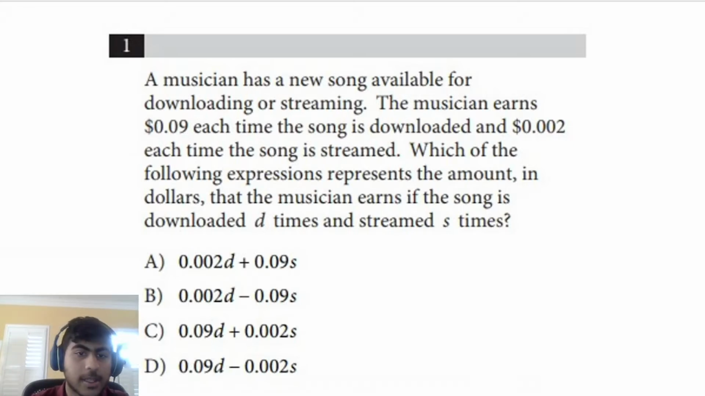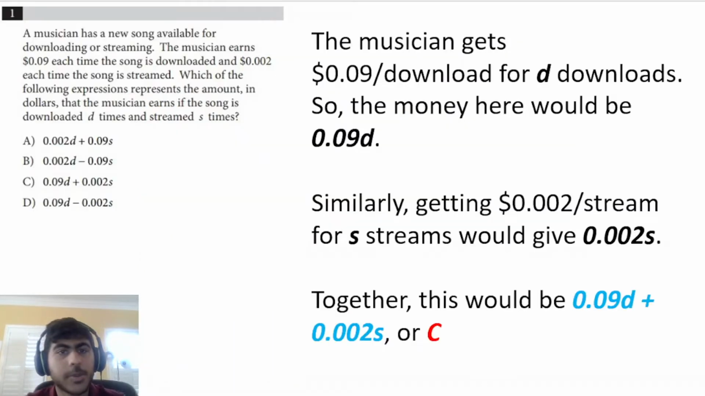Let's think about this for a second. Well, the musician gets 9 cents per download for D downloads, so the money here would be 0.09 D. Similarly, if you get 0.2 cents a stream for S streams, you would get 0.002 S dollars for the total number of streams. So together, this would be 0.09 D plus 0.002 S, or C. Let's move on to the next question.